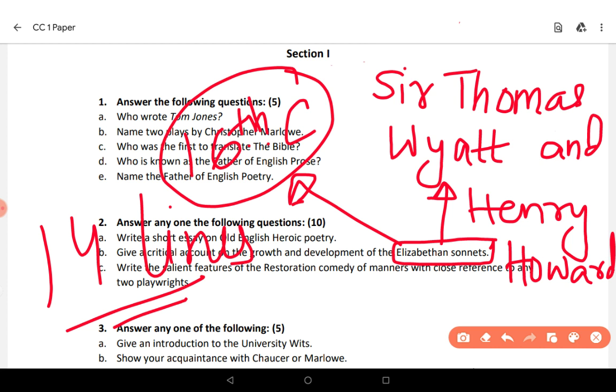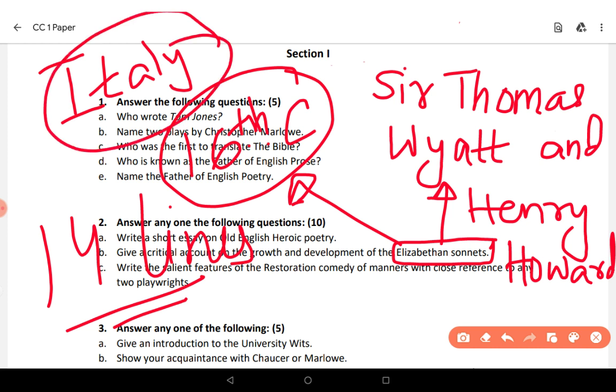Then you will write what a sonnet is. It was introduced in England from Italy. You will mention who was there in Italy, Petrarch, and in the body you will mention Petrarchan sonnets and Shakespearean sonnets. Write about the structure, form, rhyming pattern, iambic pentameter. Elaborate on that, and then write about Sir Philip Sidney. Mention some of the works of Spenser and other sonneteers, and your answer is complete.